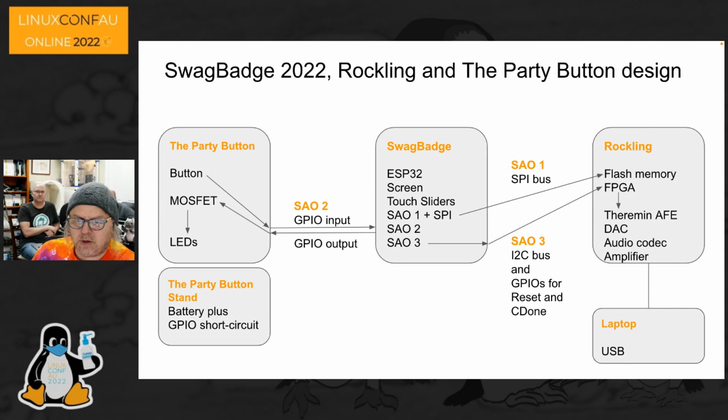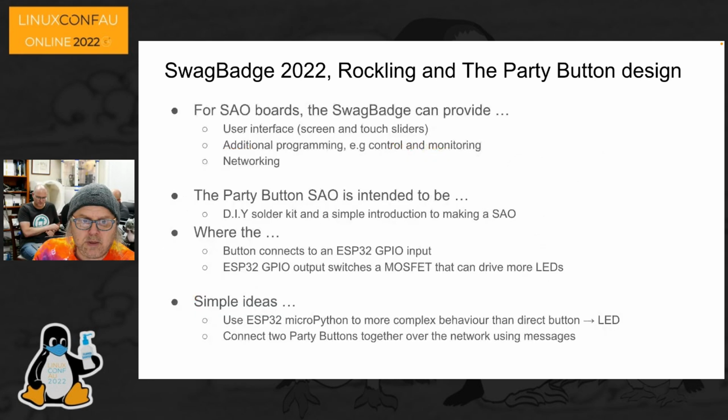So you can use that SAO connector for flashing the Rockling from the swag badge if you need to. Otherwise, we'd normally put it on SAO 3 on the right hand side of the swag badge, and that provides an I2C bus for interacting with the FPGA, and also the GPIO is used for resetting the FPGA and listening to the configuration done pin. And then finally, the Rockling also has the USB connector for doing development from your laptop.